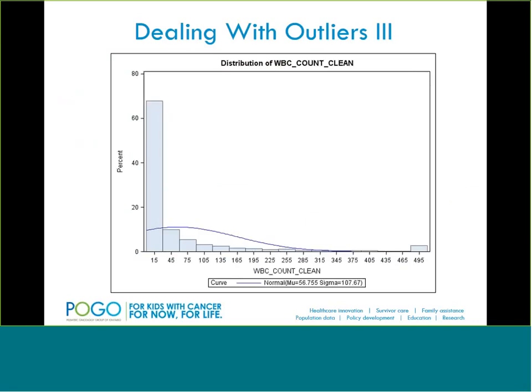And I also told SAS that I want you to create the histogram plot for me again. And we can see that this graph here looks much different than before. It's still skewed to the right, but not as severe.